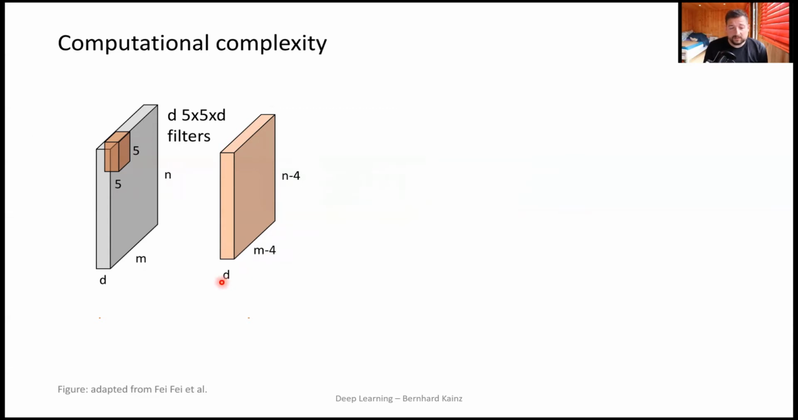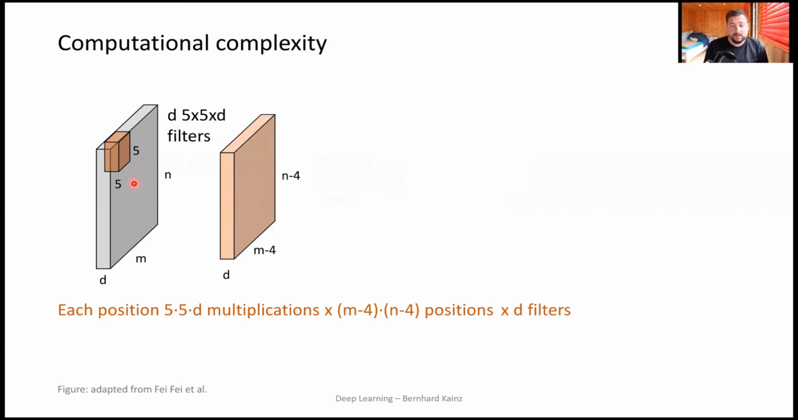The number of channels in this case is only affected by the number of channels of the filter kernel. So each position consists of 5 by 5 by d multiplications, times n minus 4 times m minus 4 positions, times the number of filters d. Now, if we talk about complexity, we only look at the multiplications, because the additions and subtractions can usually be done in one clock cycle on modern hardware. So the only interesting part here is really the multiplications. So in this overall setup we have 25 times d squared times n minus 4 times m minus 4 operations.